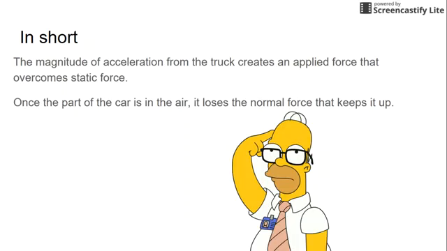In short, the magnitude of acceleration from the truck creates an applied force that overcomes the static force between the two. Once the part of the car is in the air, it loses the normal force that keeps it up, and thus falls to the ground.